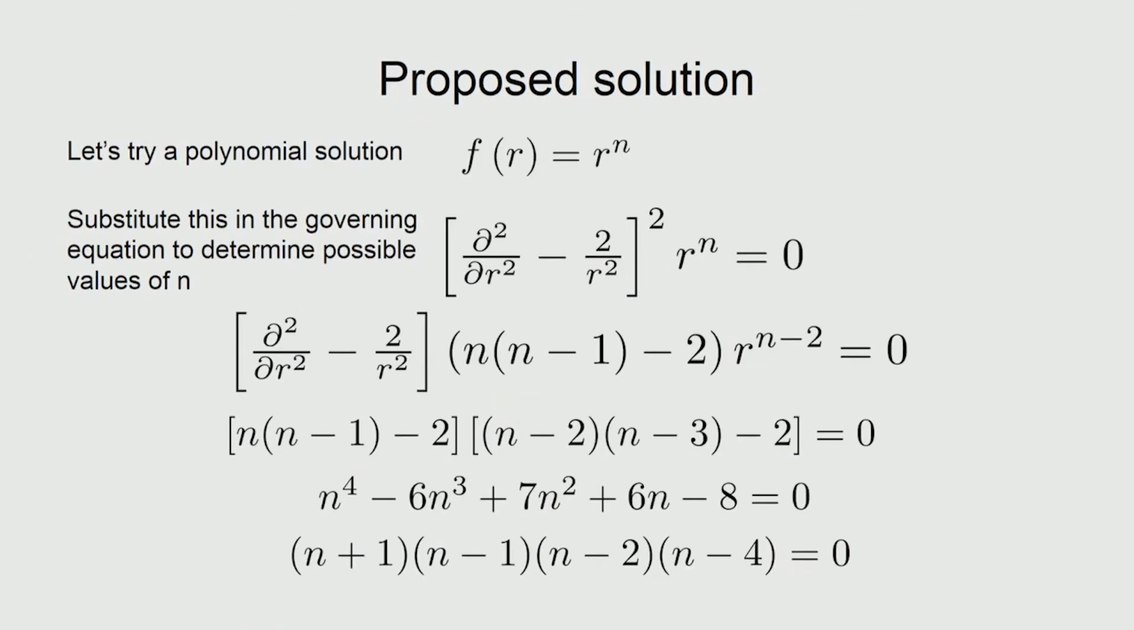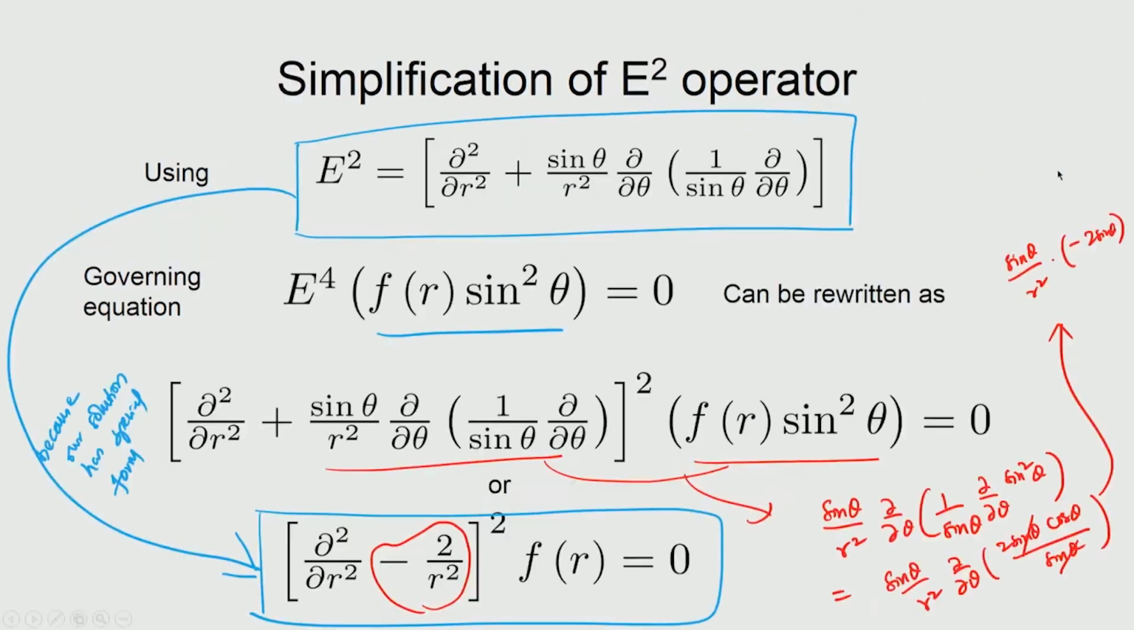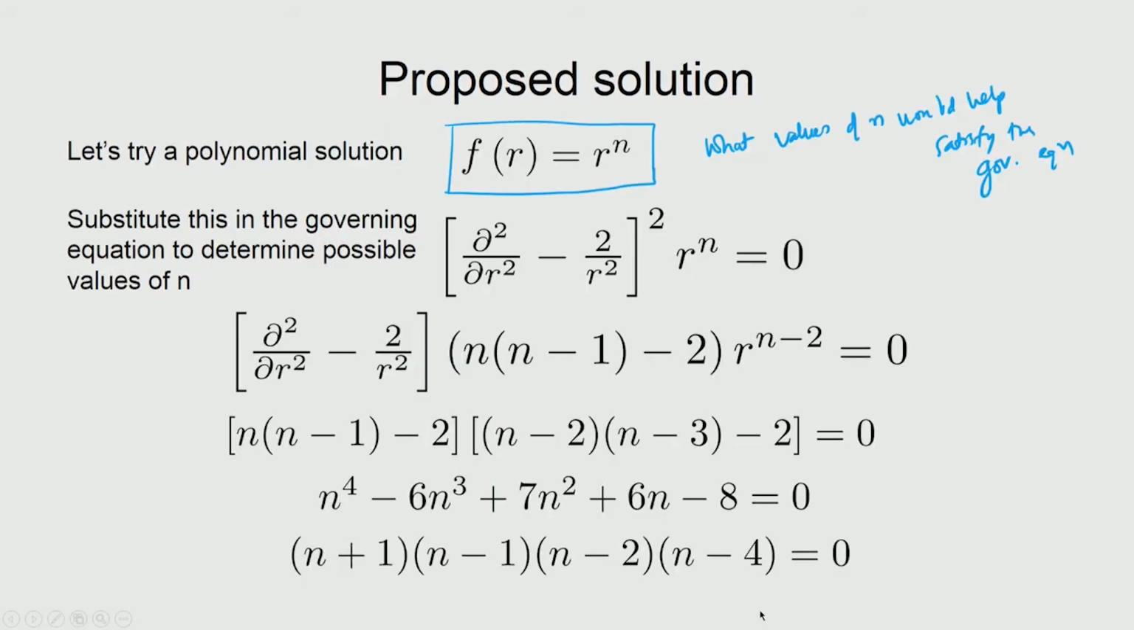So, we propose that we seek a solution of f of r as possibly a polynomial. So, r raised to the power of n, and see what values of n would help satisfy the governing equation. Okay, so, the governing equation is here. Okay, so, what kind of values of n would satisfy? So, we go ahead and substitute that f of r here as r raised to the power of n.